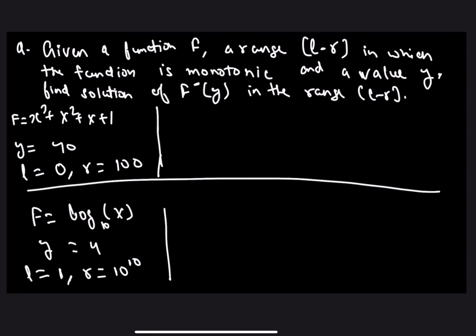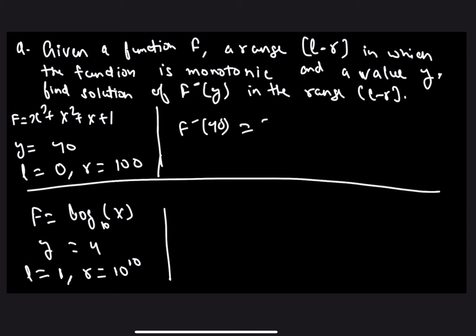Alright, so coming to the problem, you are given a function f which is monotonic in a range L to R and a value y, and you have to find the solution of f inverse of y in the range L to R. Let's say for example you are given a function f equals x cube plus x square plus x plus 1, and the range in which the function is monotonic is 0 to 100, and if you notice, in this range the function is definitely monotonic. You have to find the value of f inverse of 40.